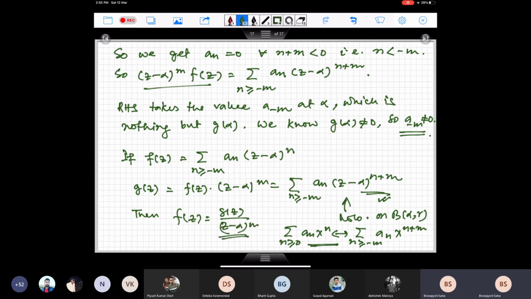So therefore alpha is a polar singularity of order m. Of course, g of alpha is not equal to 0, because it is given a_{-m} is not equal to 0. Therefore, g of alpha is of course not equal to 0. So this converse part is actually a triviality, as I said. There is nothing in that converse.